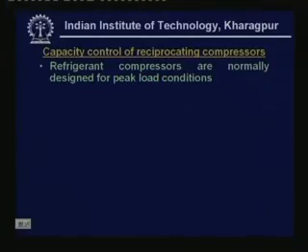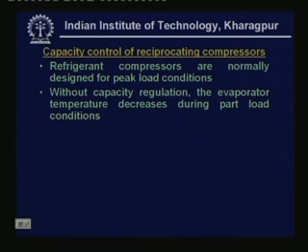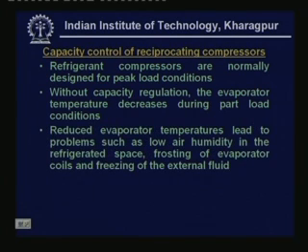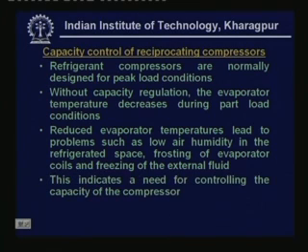So let me summarize whatever I have explained now. Refrigerant compressors are normally designed for peak load conditions. Without capacity regulation, the evaporator temperature decreases during part load conditions, as I have already explained why it happens, and reduced evaporator temperatures lead to problems such as low air humidity in the refrigerated space, frosting of evaporator coils, and freezing of the external fluid. This obviously indicates a need for controlling the capacity of the compressor. So this is the need for capacity control.